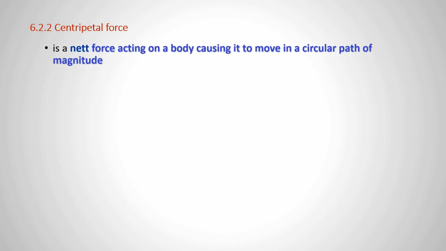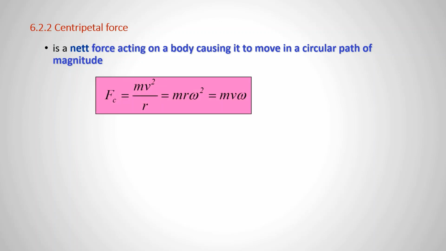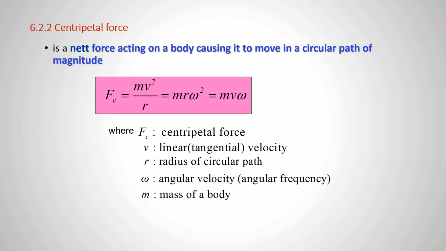Centripetal force. What is the definition of centripetal force? Centripetal force is the net force acting on a body causing it to move in a circular path. In equation, F_c is equal to m v squared over r, or F_c is equal to m r omega squared, or m v omega.